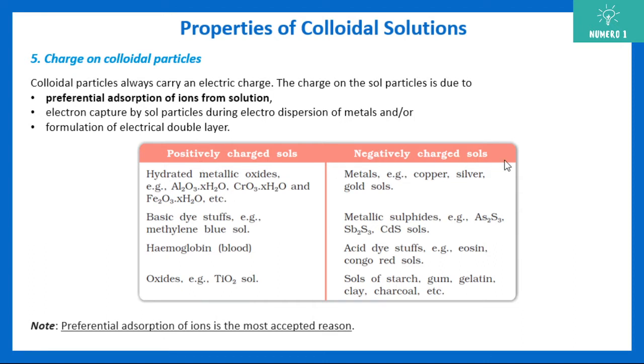Then negatively charged sols. Examples are some metals like copper, silver, gold sols, which are negatively charged. Metallic sulfides, metal sulfide, metal sulfide, all these sols are negatively charged. Acid dye stuff is again negatively charged. Salts of starch, gum, gelatin, clay, charcoal are all again negatively charged.